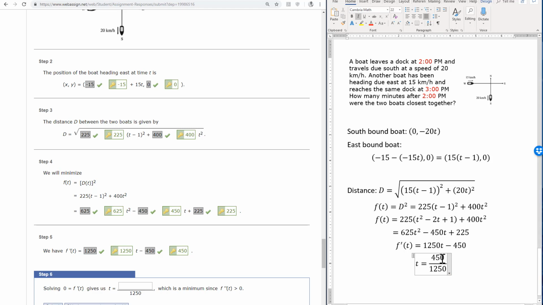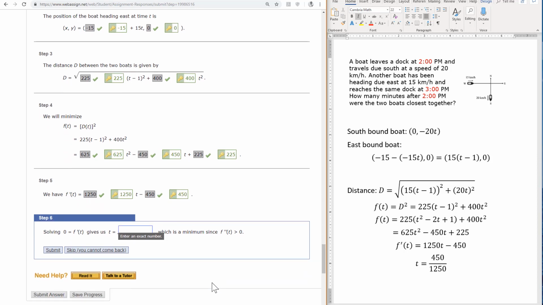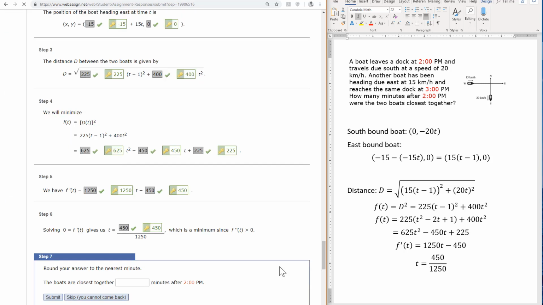Okay, so that's going to be our critical value. If we take the second derivative, we'll see that the second derivative will give us a positive value. The derivative of the first derivative is just going to be positive 1250, which is positive, which means it's concave up. And that means our critical value must be a minimum. That's the local minimum that we want.